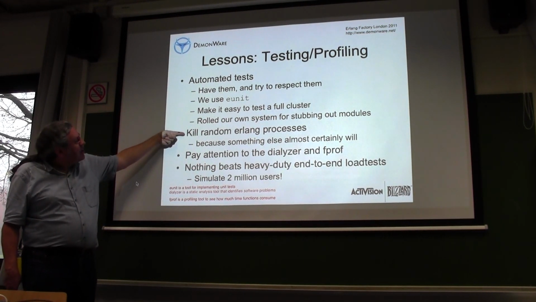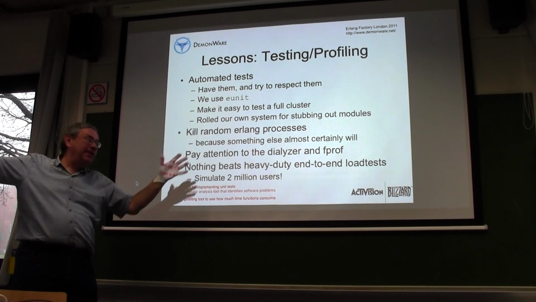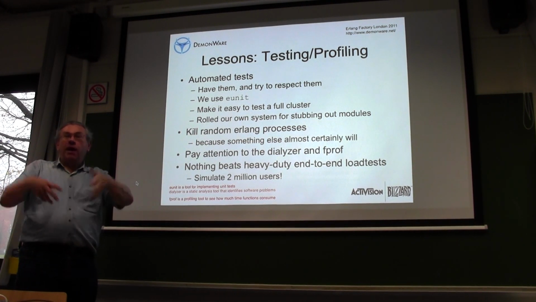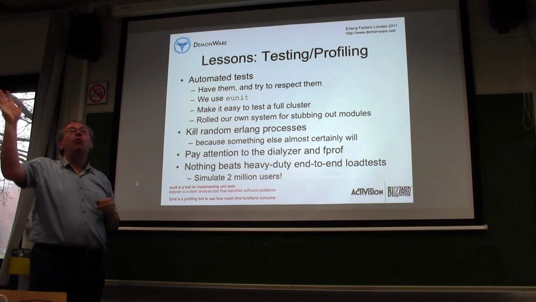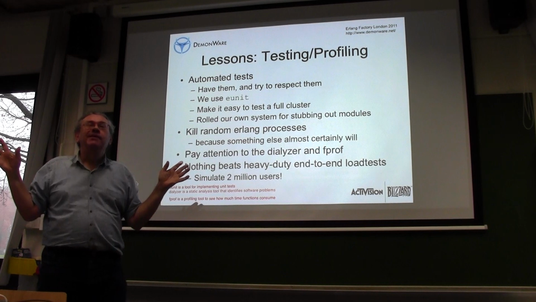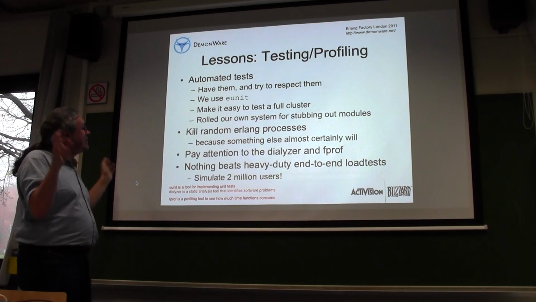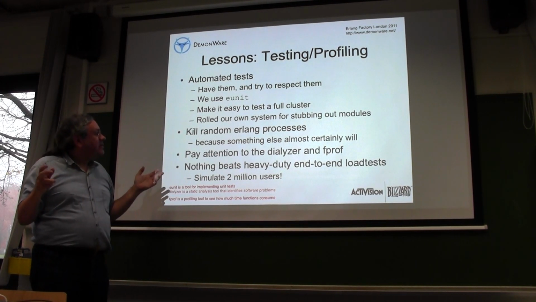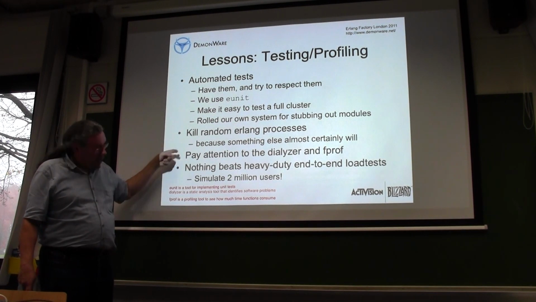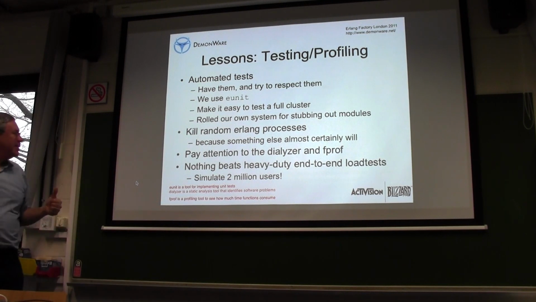Fault injection, killing random Erlang processes. This is very nice. You have this big running system with lots of Erlang processes. Just randomly kill one, or more of them. Just start killing them and see what happens. That's a really nice way of testing. Randomly kill the processes in testing, and this is called fault injection, because something else almost certainly will. If you do that, and if it keeps on working, then you're really good.